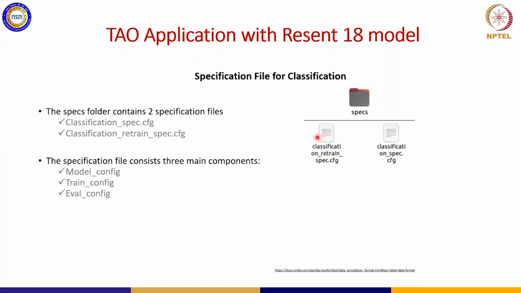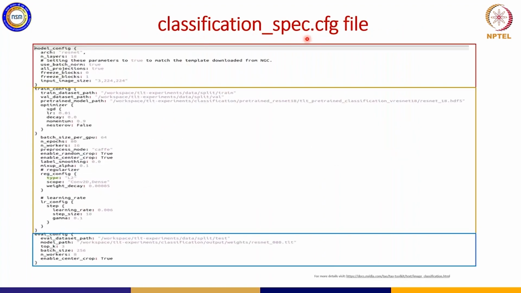Each of these is divided into three segments: the model configuration, the train configuration, and the evaluation configuration. So I will show you the internal structure now. This is the classification spec.cfg file, which is used for training. Inside it, you have the model config, the train config, and the evaluation config. For the model config, you specify the architecture you want to use, which is ResNet.